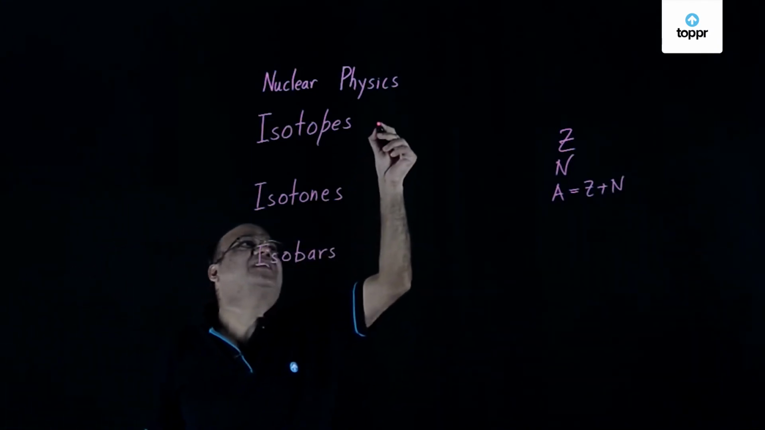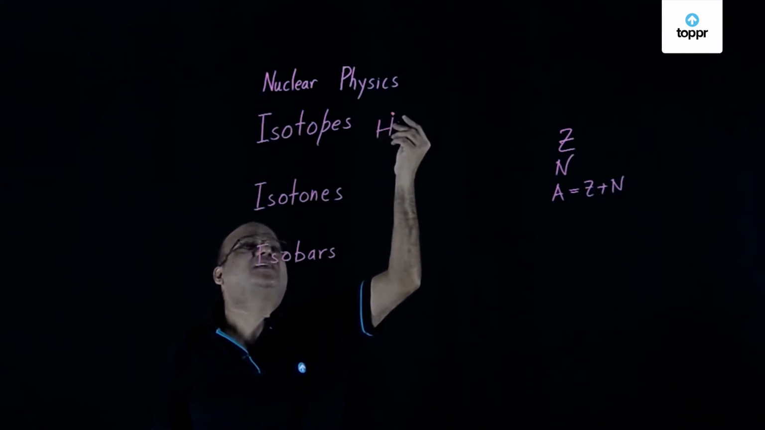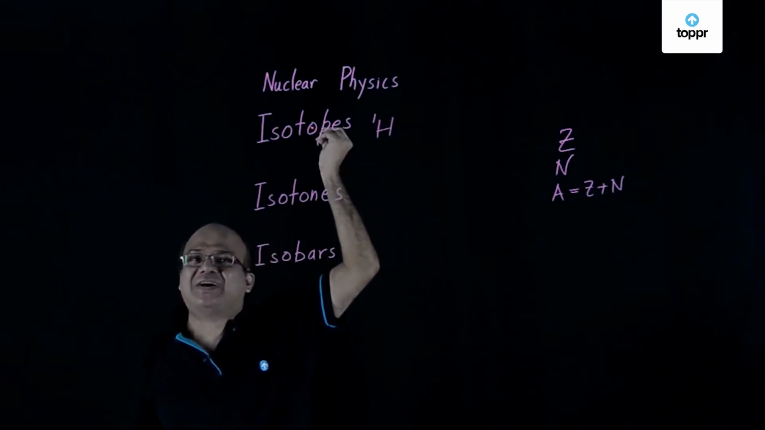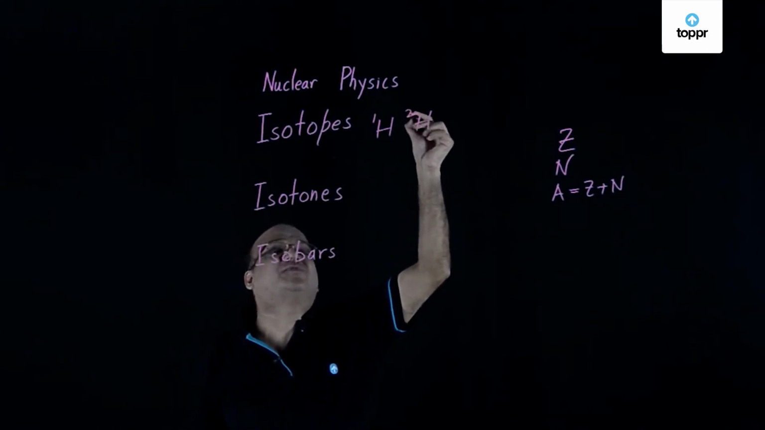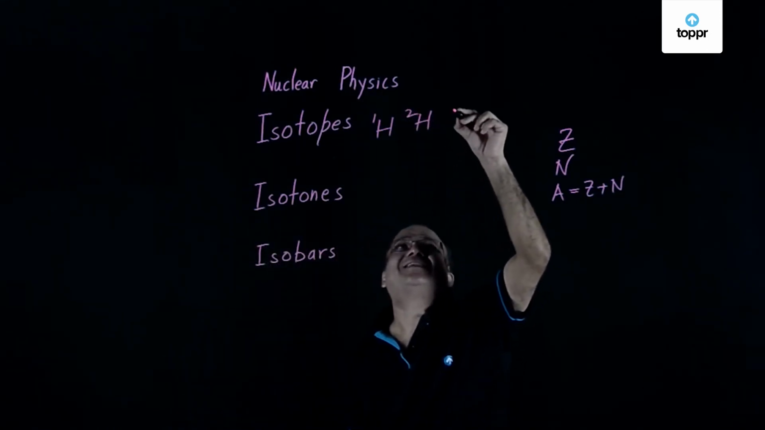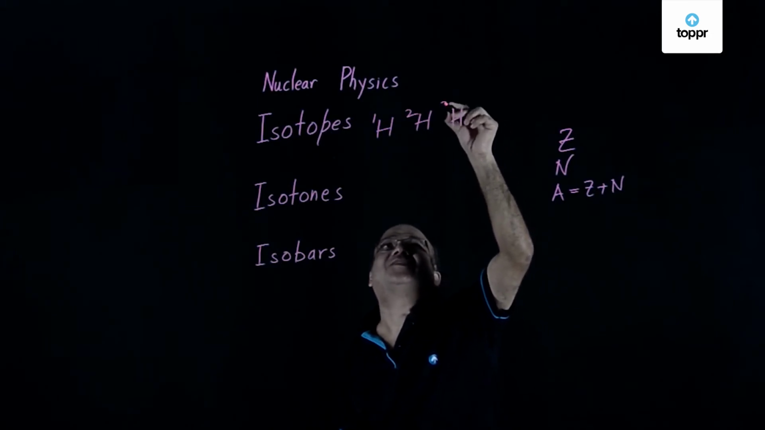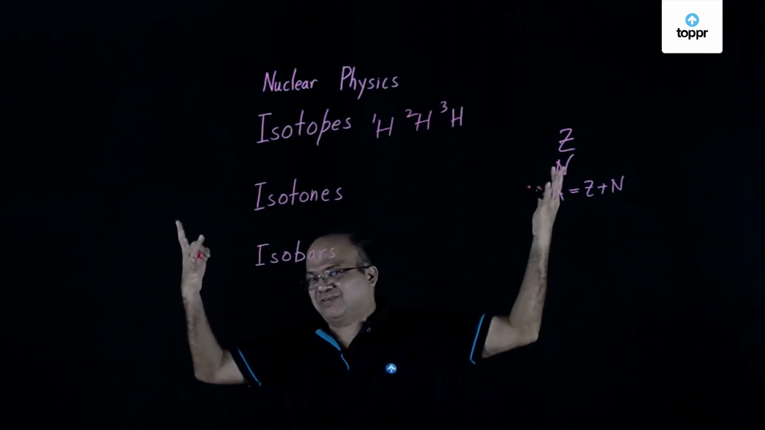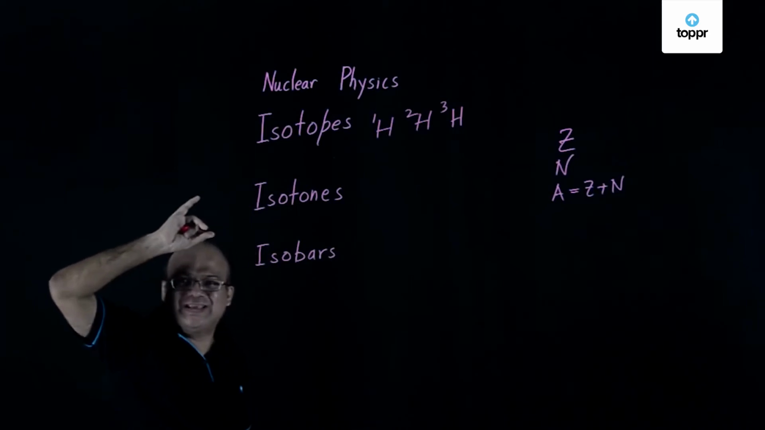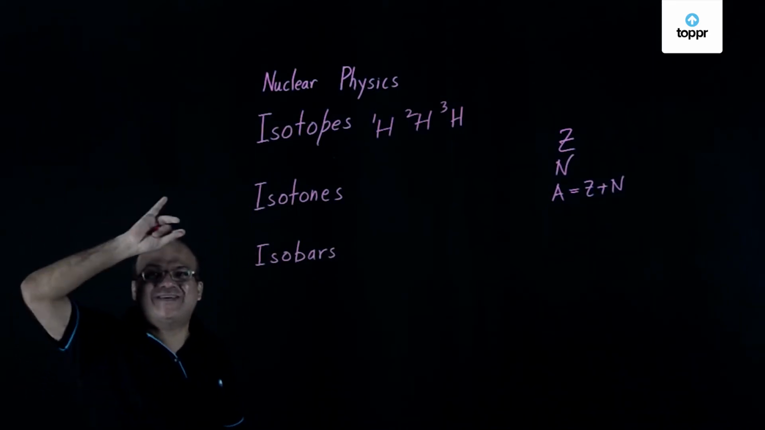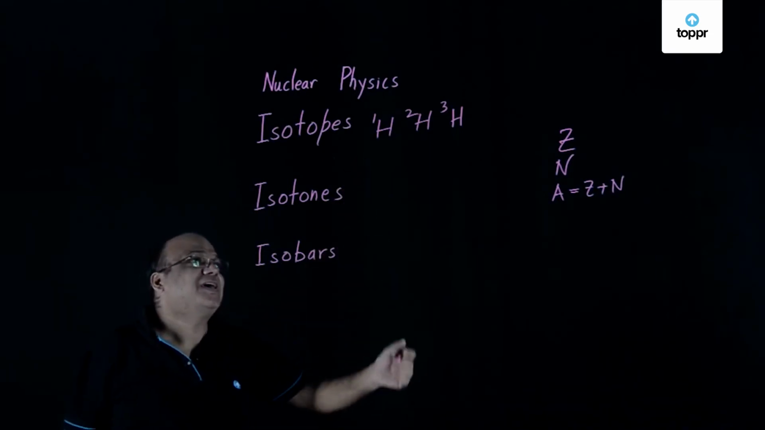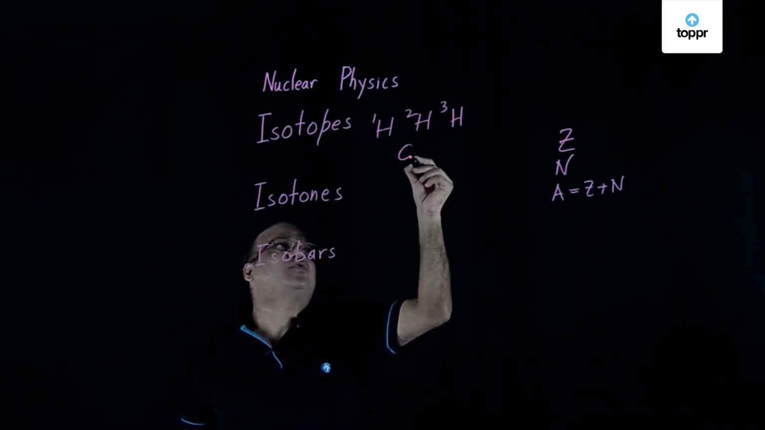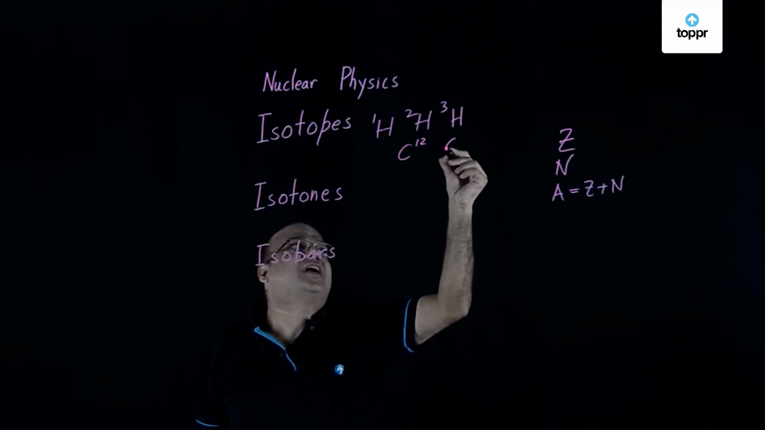Hydrogen typically has only one proton, so it has a mass number of 1. Then you have deuterium, which has a mass number of 2, and tritium, which has a mass number of 3. All are hydrogen, right? Same element, but the mass number is different, the neutron number is different. They are isotopes. Next example, carbon 12 and carbon 14.